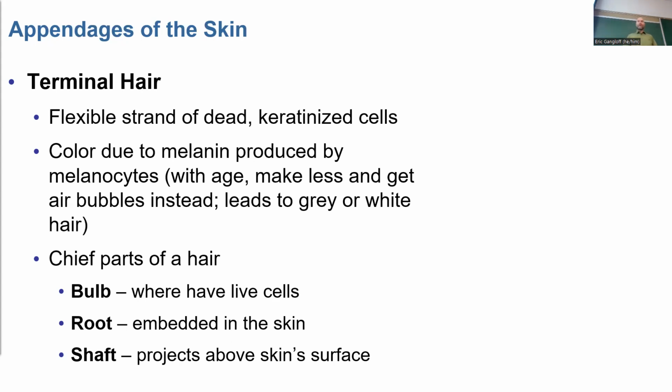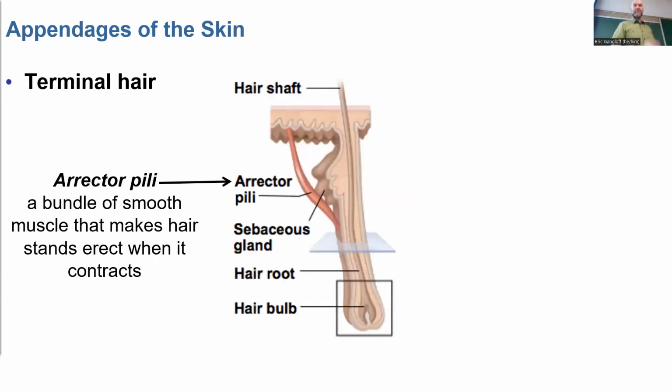The three main parts of the terminal hair are the bulb, the root, and the shaft. The bulb is where there's live cells. I'm going to show you a diagram of this in a second. The root is the part of the hair that's embedded in the skin, so it's below the skin surface. And the shaft is what you see that comes up out of the skin. So let me show you what those three parts look like in a diagram here.